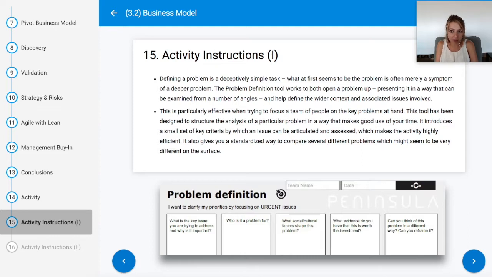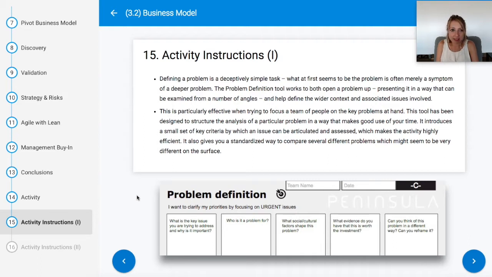Defining a problem is a deceptively simple task. What at first seems to be the problem is often merely a symptom of a deeper problem. This is very important because sometimes we think that we have the right idea of what our problem is. We have to go deeper, to know if this is really the problem that we want to solve.